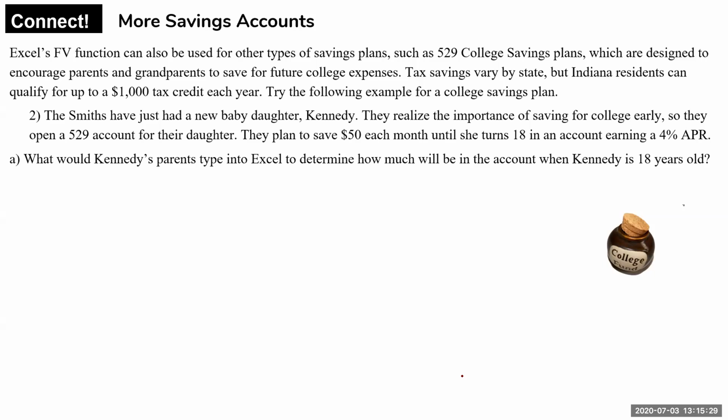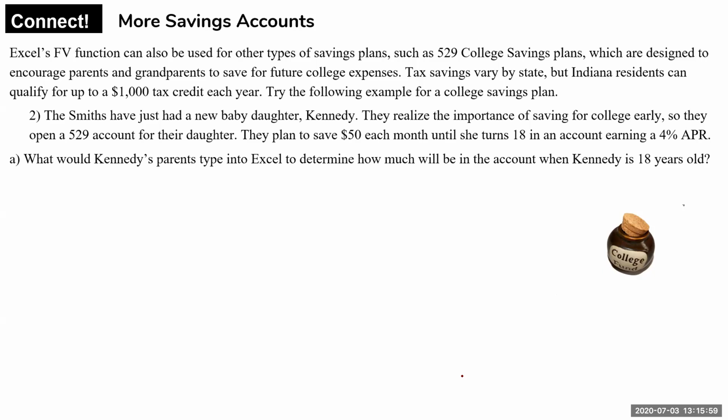Now, we want to try the following example for a college savings plan. So the Smiths, all right, they look like a very responsible family, have just had a new baby daughter, Kennedy. So they realized the importance of saving for college early. So they opened a 529 account for their daughter. Now, they plan to save $50 each month until she turns 18 in an account earning 4% APR.